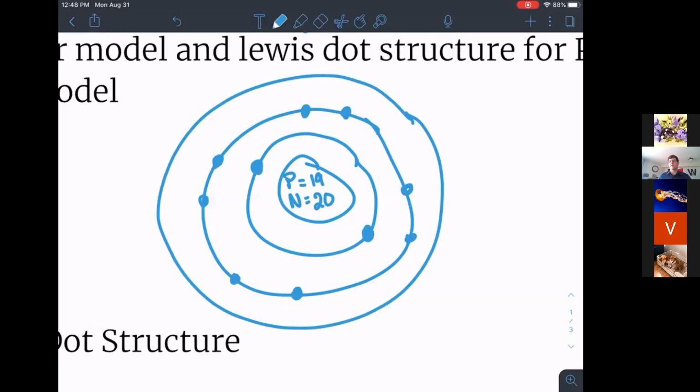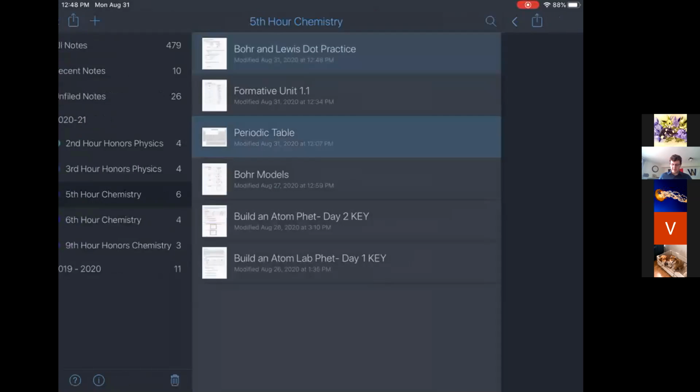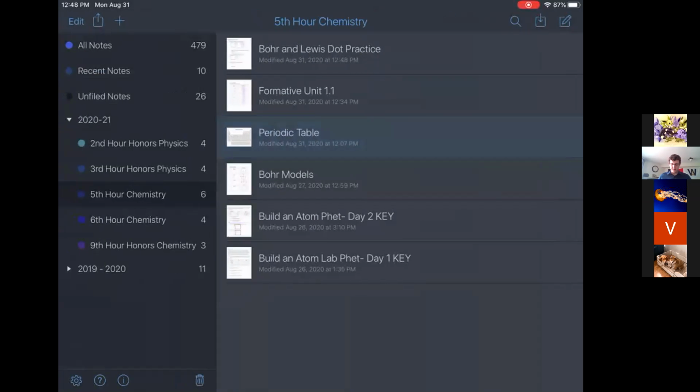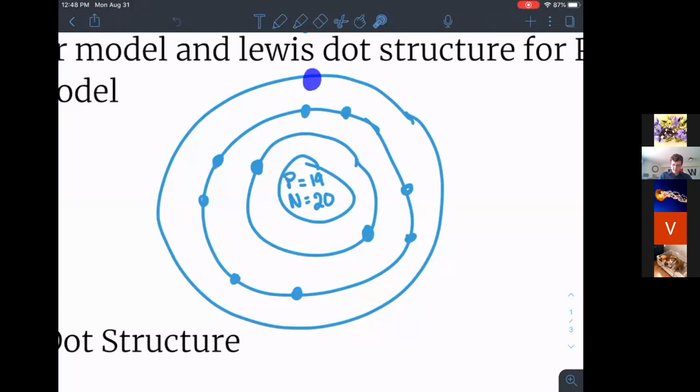How many electrons can go in my third orbital? 9. Careful, 9 can't go in there. Did somebody say a different number? 8. 8, because if we look at that periodic table again, we have 8 in our third row, so only 8 electrons can go in that third orbital. So I'll put 8 on there again.